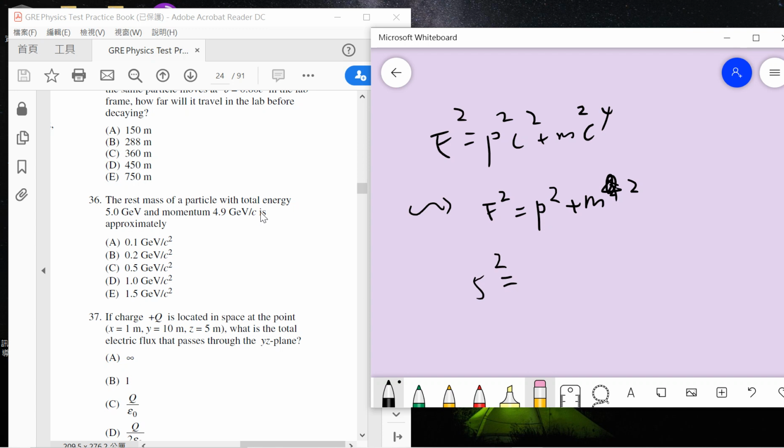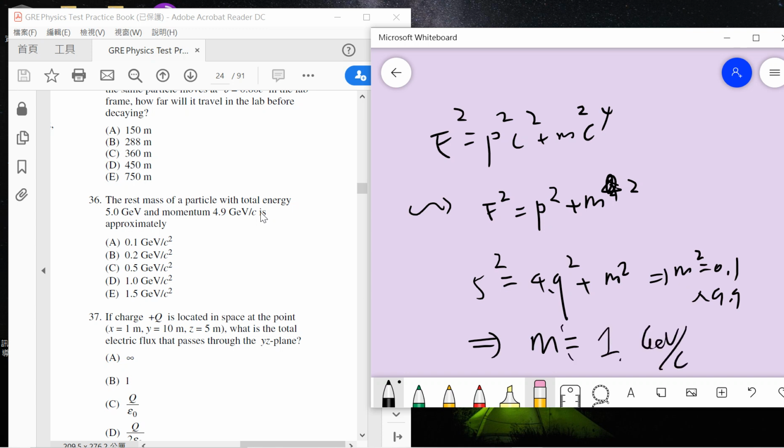4.9 squared plus m squared. So we can solve for m. M squared is 0.1 times 9.9, so m is close to 1 GeV over c squared. Because this is c to the fourth, this is c squared. So the answer is D.